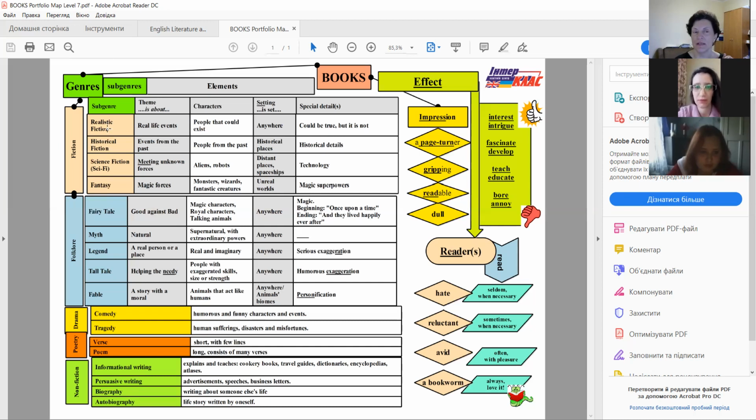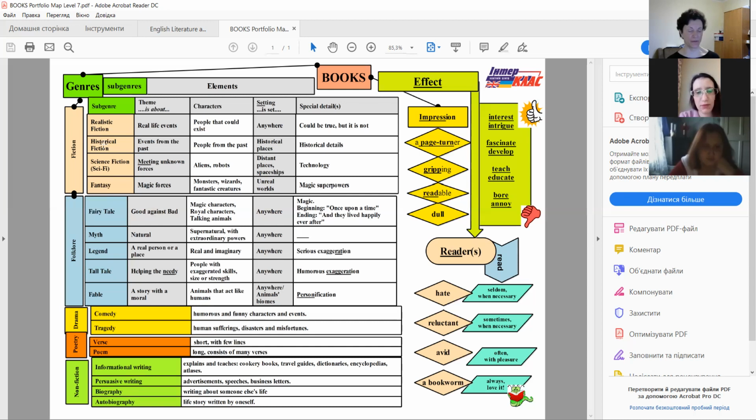For example, realistic fiction is a subgenre of fiction that is about real life events. The characters in realistic fiction are people that could exist. Realistic fiction is set anywhere, and the special detail of realistic fiction is that it could be true, but it is not. So we go through all the categories, and we also remember what the main genre is.